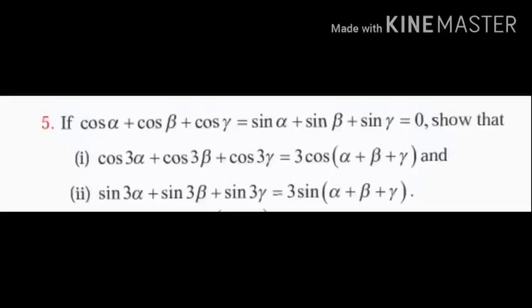Exercise 2.7, fifth sum. If cos alpha plus cos beta plus cos gamma equal to sin alpha plus sin beta plus sin gamma equal to 0, then show that, first question, cos 3 alpha plus cos 3 beta plus cos 3 gamma equal to 3 into cos of alpha plus beta plus gamma, and similarly for sin also they are given to you. In this question, we are going to prove these two parts simultaneously. While I am doing the calculation itself, at the same time I will be getting both the answers together.